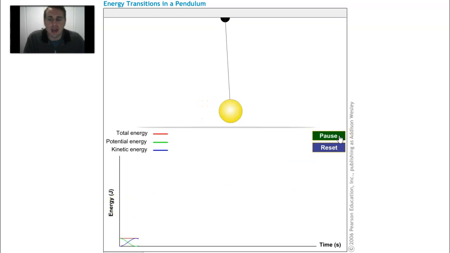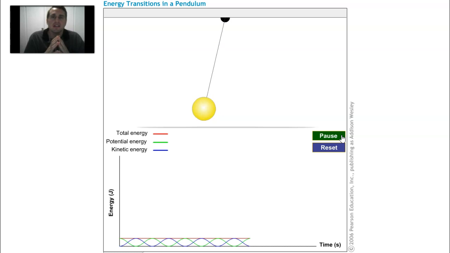So we do see that the potential energy starts at a maximum value. If I pause it right there, when the potential energy is back to its maximum value, the kinetic energy is zero. When the pendulum is swinging through the equilibrium position, the kinetic energy is maximum, the potential energy is zero. But notice the sum of the potential energy and the kinetic energy is always a constant. That is to say, the mechanical energy is conserved.